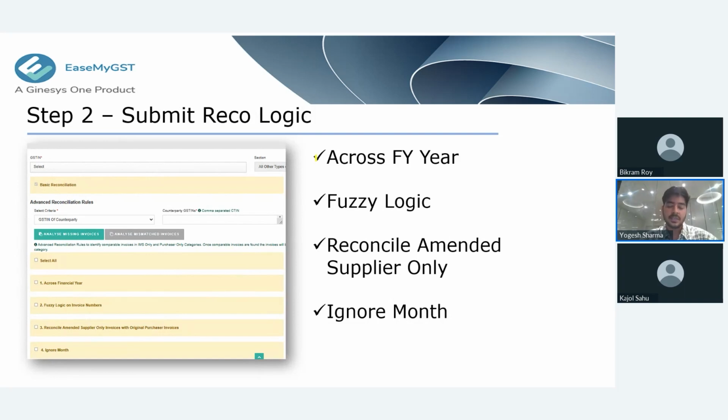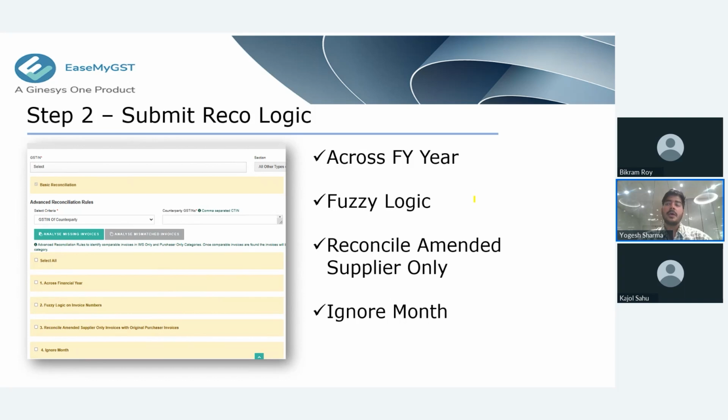So we are providing you a few logics on which you can perform your IMS reconciliation. Their names are across financial year, fuzzy logic, reconcile amendment supplier only invoices, and ignore month. I can explain them one by one. The first logic is across financial year.